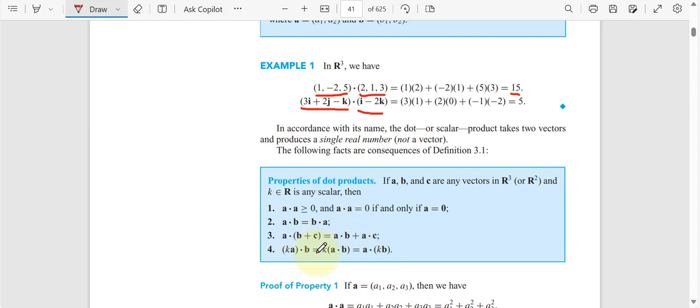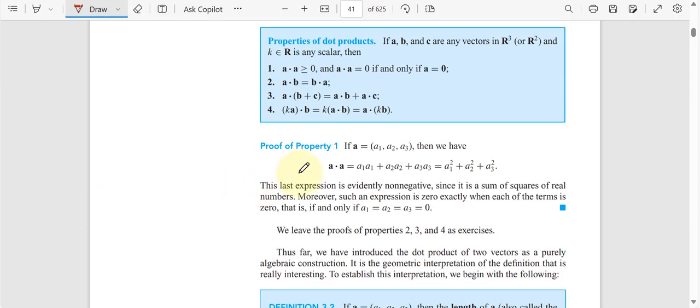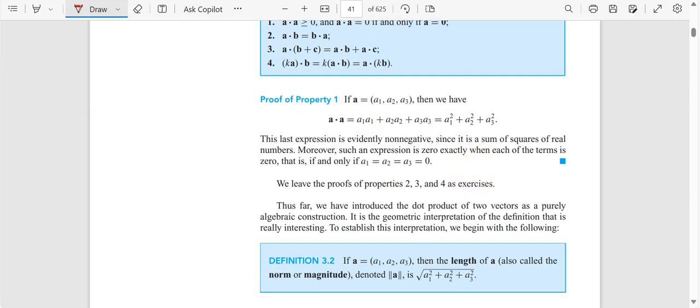And then there's this property here. If you have K, a scalar multiple, times A dot B, then you can bring the K outside like this, or you can move the K to the B. And then they prove property 1, which I kind of proved, and you can prove the other ones as well.